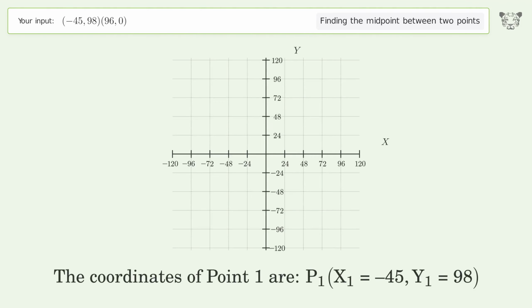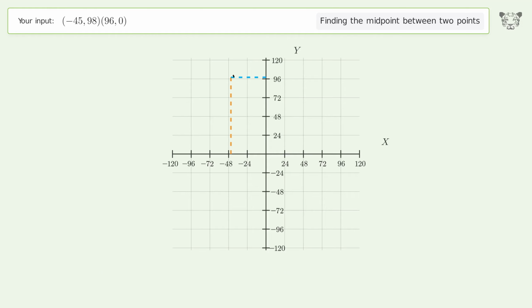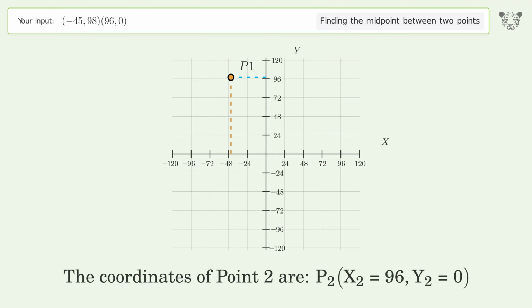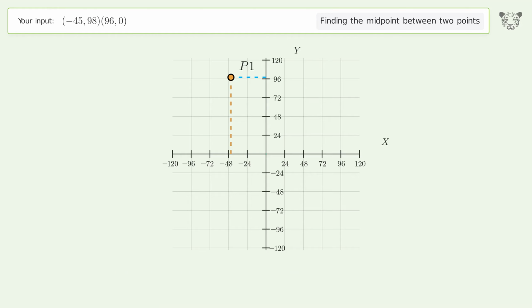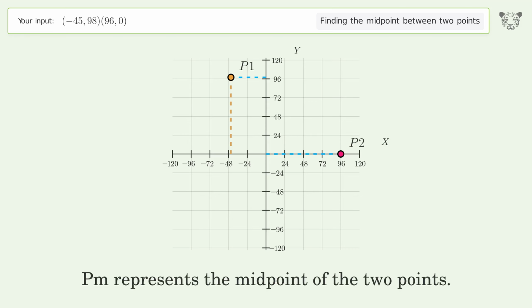The coordinates of point 1 are, x1 equals -45, y1 equals 98. The coordinates of point 2 are, x2 equals 96, y2 equals 0. PM represents the midpoint of the 2 points.